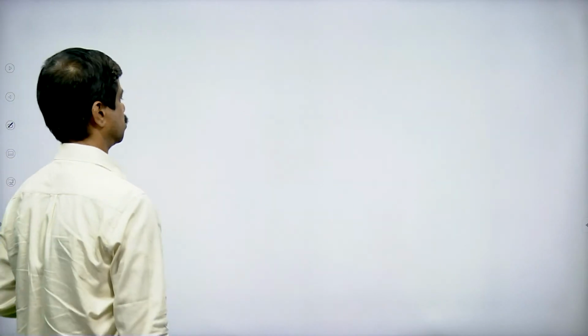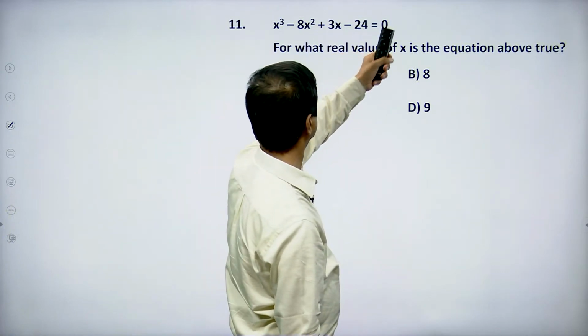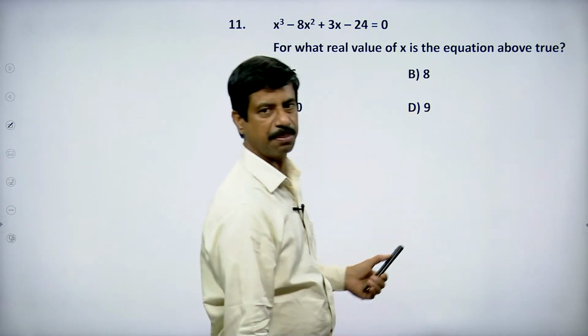Okay, so let us go to the next page. x cube minus 8x square plus 3x minus 24 equals 0. For what real values of x is the equation above true?